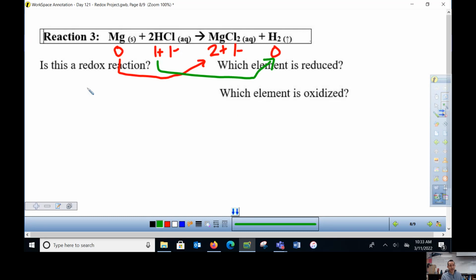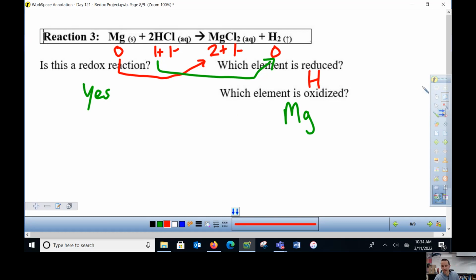And so I have, yes, this is a redox reaction. Things are changing charges. There's a transfer of electrons. Magnesium goes from being neutral to +2, so that means it lost 2 electrons. So magnesium would be oxidized, right? Oxidation is losing electrons. And which element's reduced? It would be hydrogen. Hydrogen starts out with only a +1 charge, a proton, and no electrons, but it ends up neutral. So hydrogen gained an electron through this whole process.